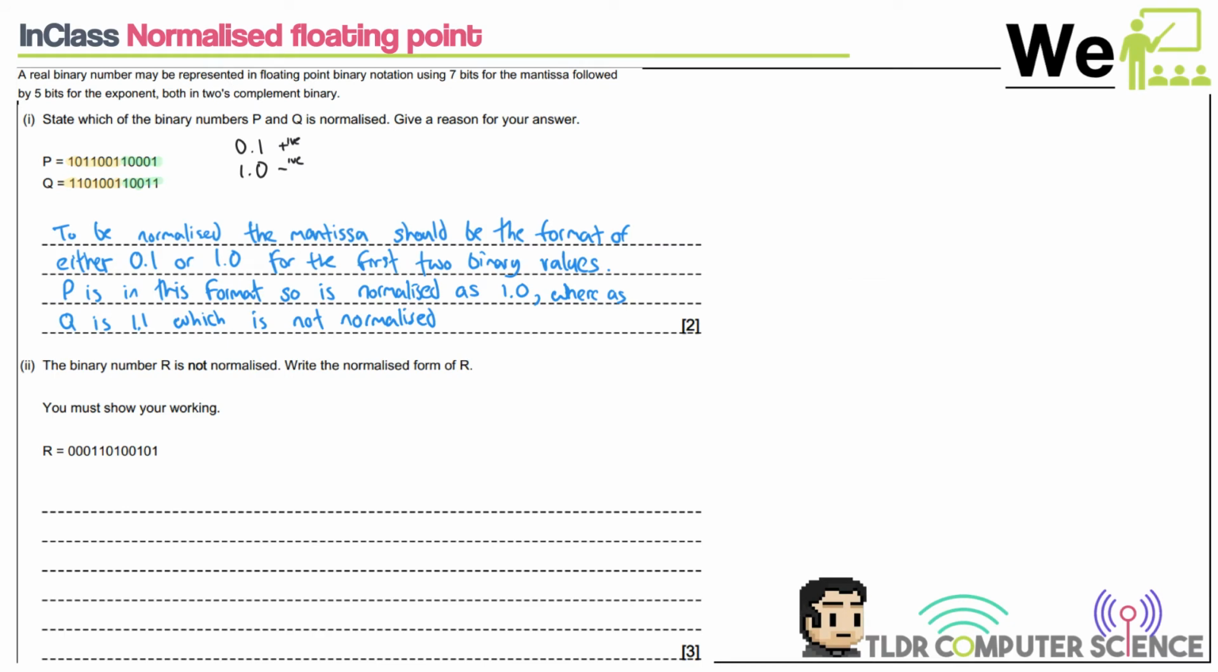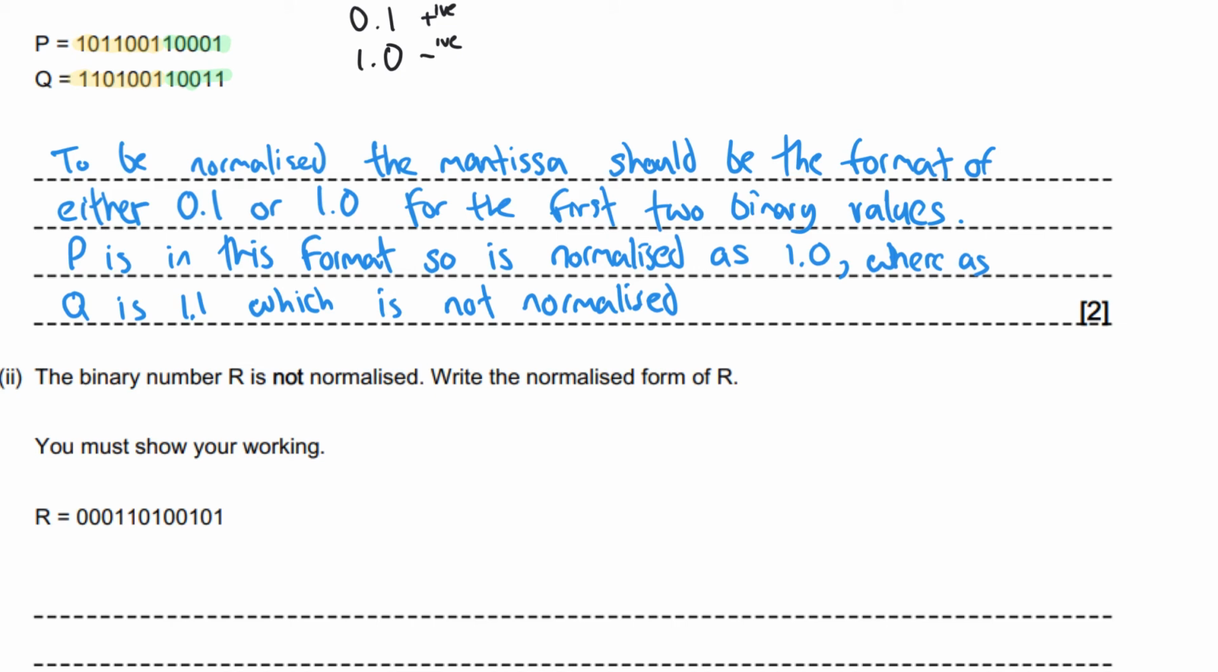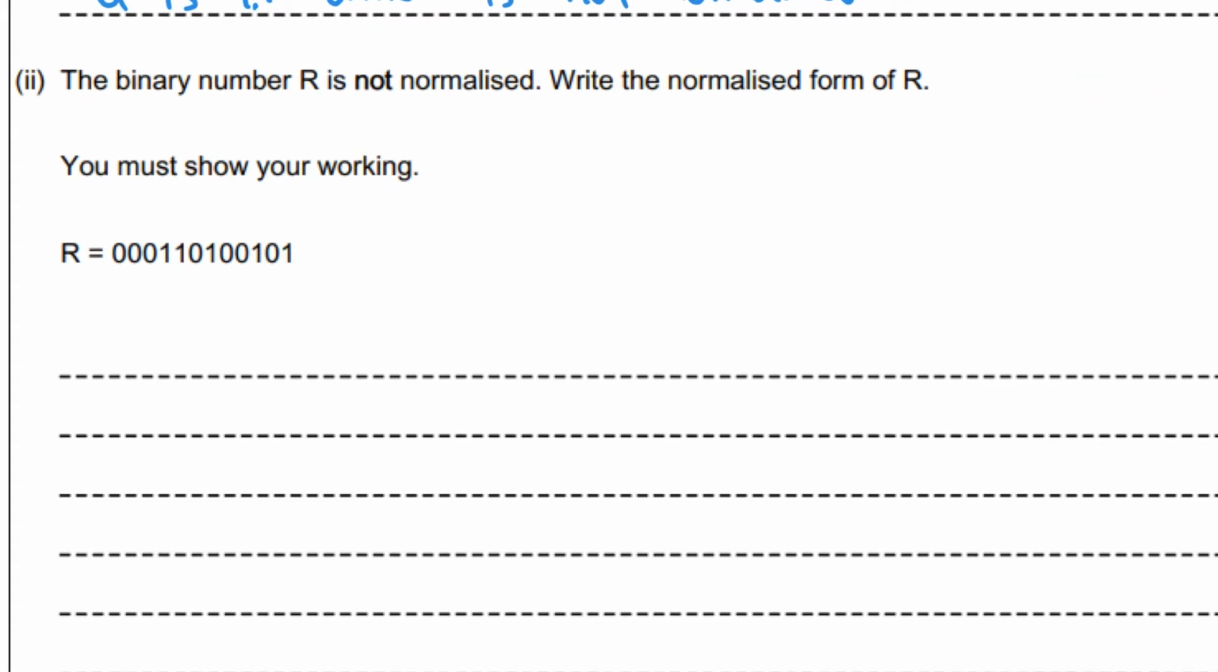The follow-on question is that the binary number r is not normalized. So it's not normalized in this context. Write the normalized form of r. You must show your working. So I guess first of all, we'd have to determine, do we think this is going to be a positive or a negative value, this one here? Well, being that it starts with a bunch of zeros, it indicates that it'll be a positive value. If it started with a bunch of ones, it's a negative value. Remember, the default position for where the point is, it's between these first 2 values.